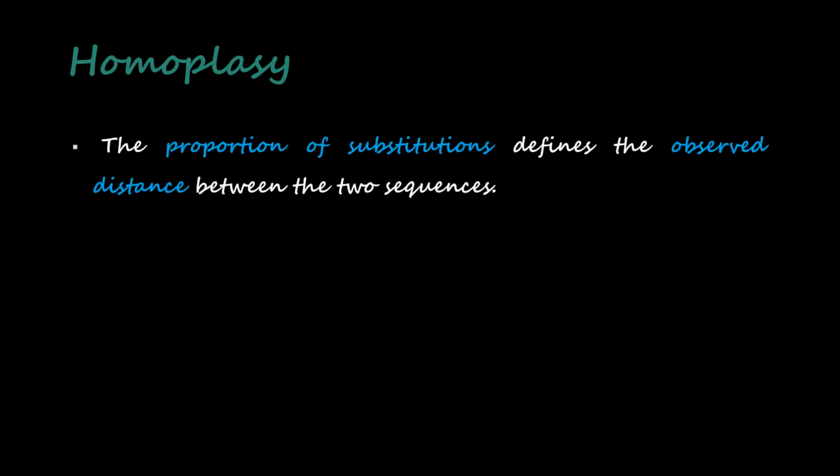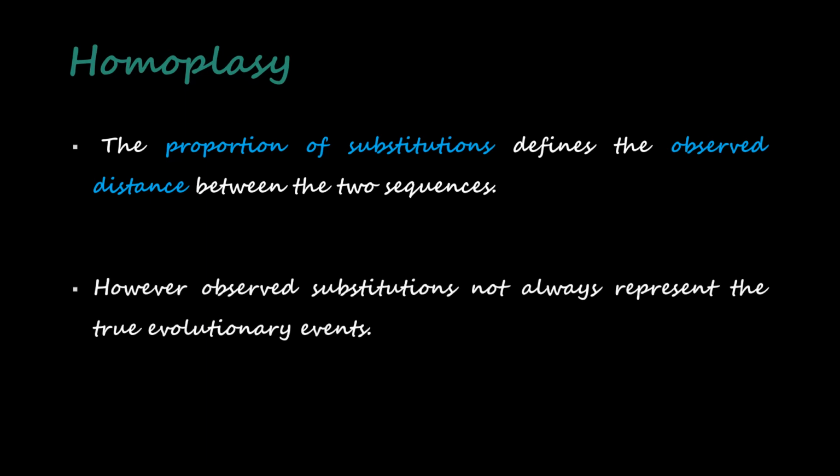Now there is a concept of homoplasy. The proportion of substitution defines the observed distance between the two sequences. So we know that substitutions are very common in nucleotide sequences. So the proportion of substitution actually tells the observed distance between the two sequences, that is how many substitutions have taken place to come to this nucleotide. I'll just make this clear in the next slide.